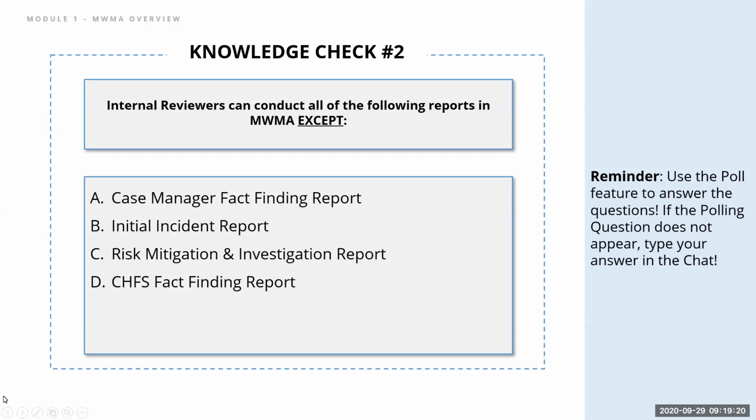And that is, internal reviewers can conduct all the following reports in MWMA except for: is it A, the case manager fact-finding report, B, the initial incident report, C, the risk mitigation investigation report, or D, the CHFS fact-finding report? So I'll bring up that polling question. We'll give you all about a minute to answer for us.